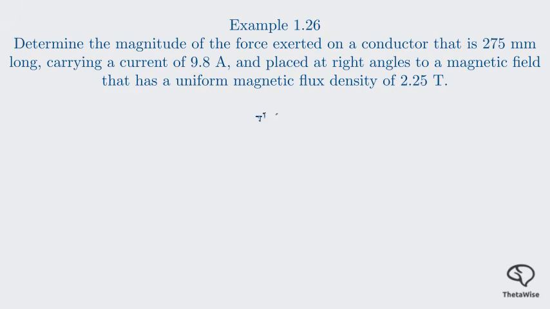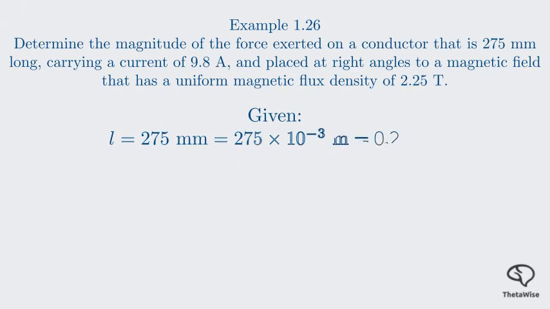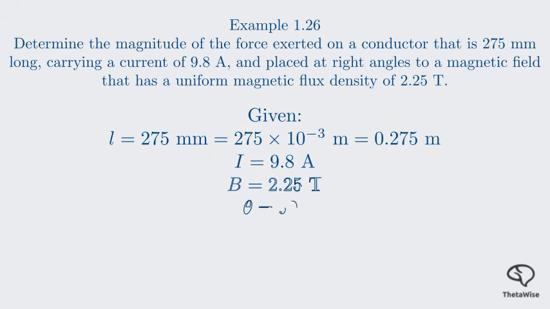We are given the length L as 275 millimeters, which we must convert to meters by dividing by 1,000, giving us 0.275 meters. We are given the current I as 9.8 amperes. The magnetic flux density B is given as 2.25 teslas. Finally, the problem states the conductor is placed at right angles, which means the angle theta is 90 degrees.